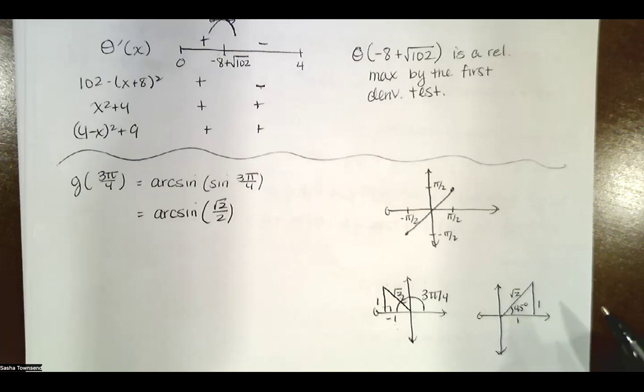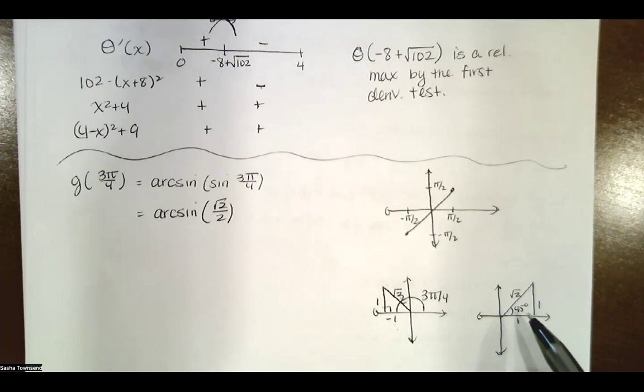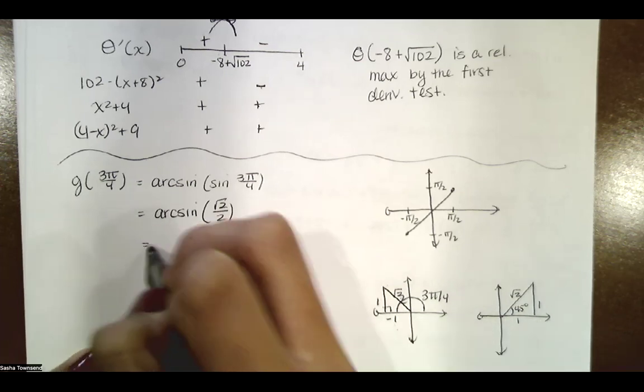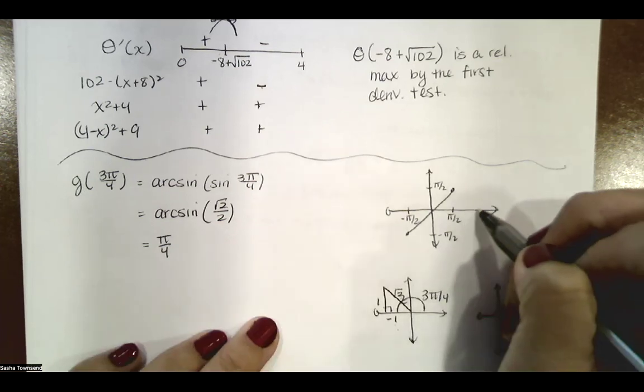And we say, well, what is the arc sine of that square root of 2 over 2? It's going to be that angle. It's going to be 45 degrees or alternatively pi over 4 radians.